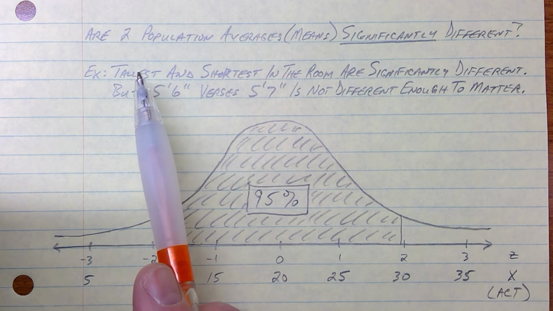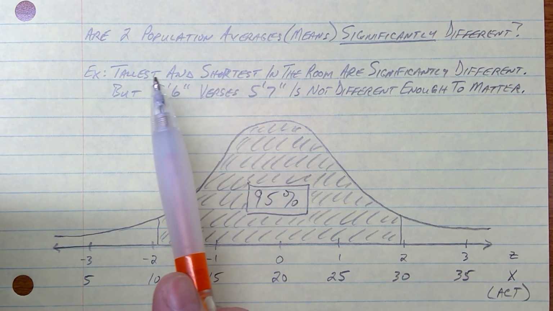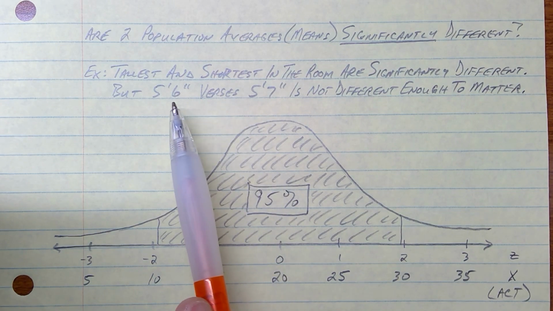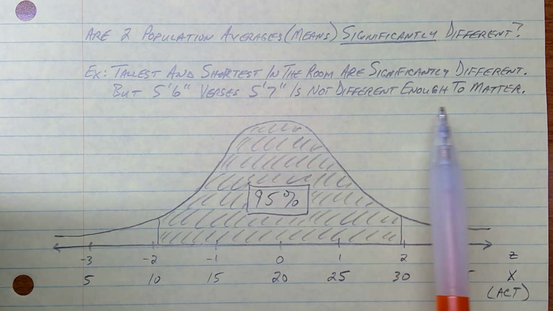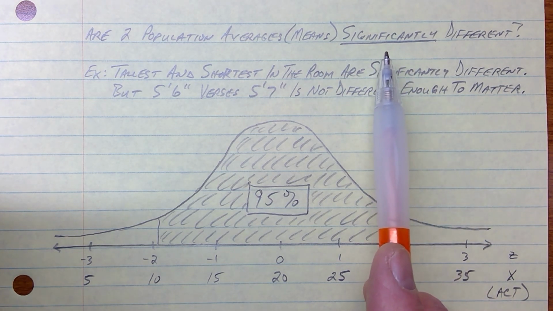It's not going to be the same thing as the tallest versus the shortest. You stand them side by side, and it's going to be obvious that this one is really tall and this one's really short. But if you stand these two side by side, it's not going to be real obvious. The difference is not enough to matter. So significant is the word we're looking for here.